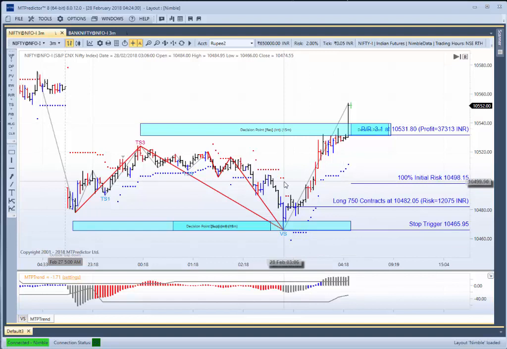Today is February the 28th. So a good example of things coming in there to nail a long trade as the market has been rallying quite nicely up off that low.